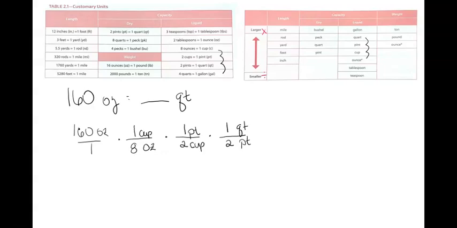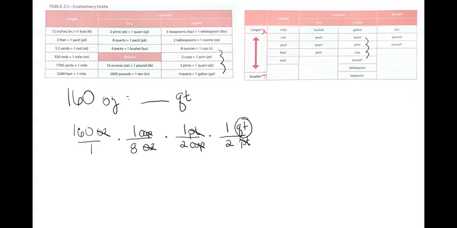So here I have a series of ratios. I start out with 160 ounces, and then I multiply it by 1, which is 1 cup to 8 ounces. I multiply that by 1, which is 1 pint to 2 cups. I multiply that by times 1, which is 1 quart to 2 pints. So here, because I can cross cancel, ounces will cancel each other out. Cups will cancel each other out. Pints will cancel each other out. And now I'm left with just quarts.